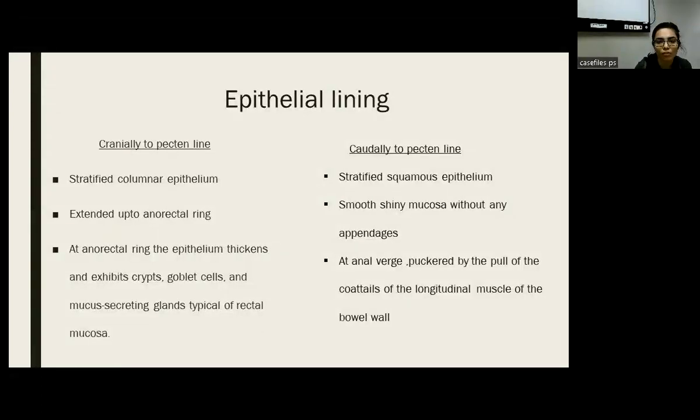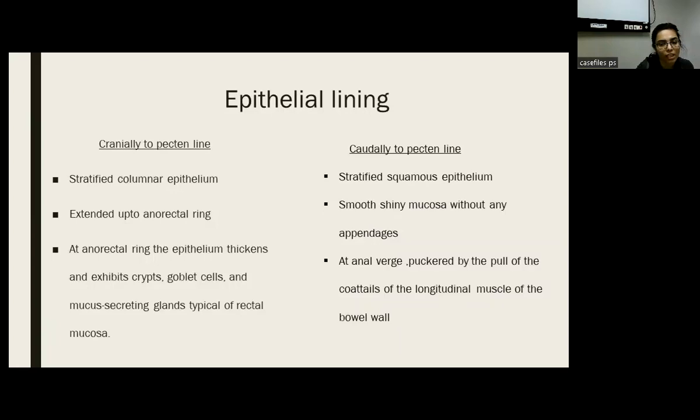The epithelial lining of the anal canal is divided into two parts, and the division is formed by the pectinate line. Cranial to it is the columnar epithelium, which extends up to the anorectal ring, where the epithelium thickens and exhibits crypts, goblet cells, and mucus-secreting glands, which is typical of the rectal mucosa. Caudal to the pectinate line is the stratified squamous epithelium, which is a smooth, shiny mucosa without any appendages like hair bulbs or hair follicles.